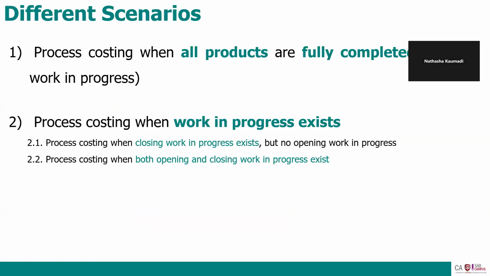I told you that in process costing we always use different scenarios. With scenario one, we assume all the units are fully completed. There are no incomplete units and no work in progress. But with scenario two, there are work in progress items.